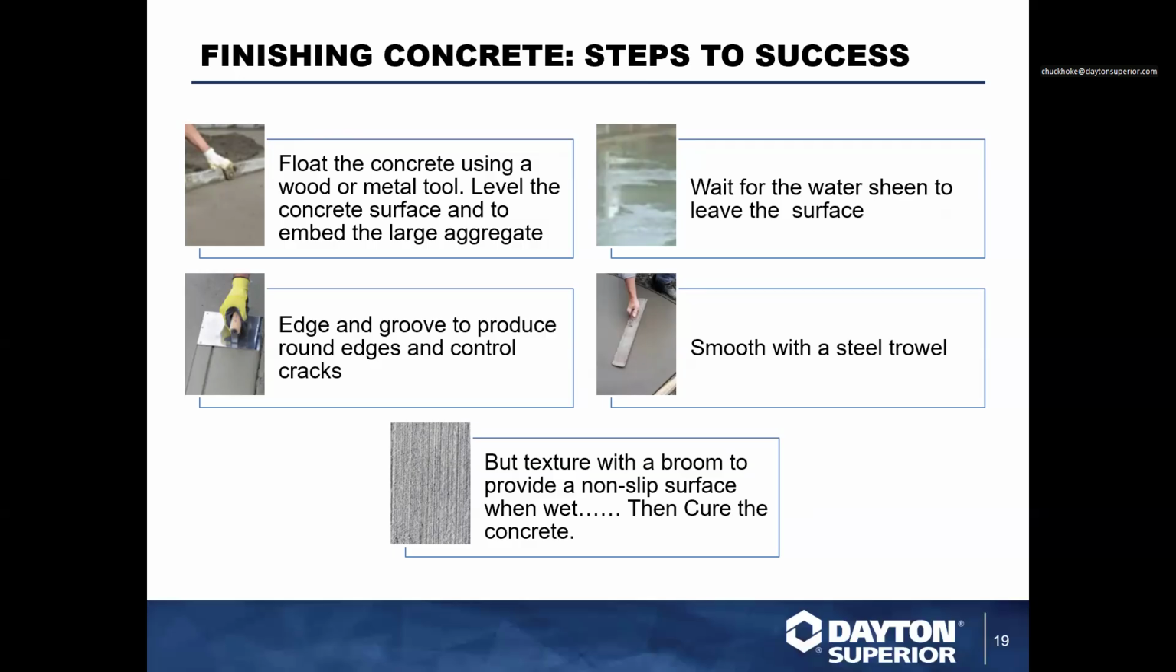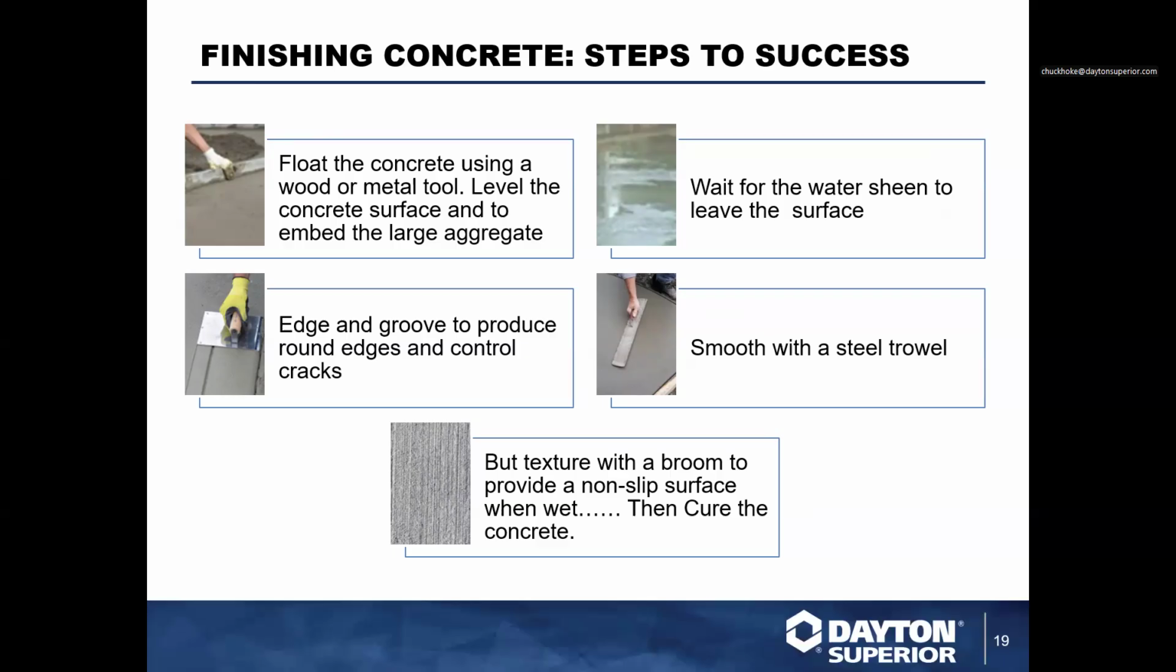Once you strike it off with the float, you wait for the water. The hydration process will start, and water will start to rise to the top. You'll get a nice sheen on the top of the concrete slab, a wet look to it. Once that wet look comes off the surface, you get on it, finish it up with a float, and then you can edge and groove to produce your rounded edges and control joints at that point.